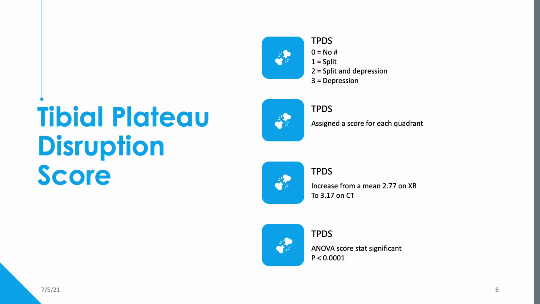A tibial plateau disruption score was derived for each quadrant, with 0 being no fracture, 1 being a split, 2 a split depression, and 3 a depression. As predicted, a CT scan picked up a higher grade of injury, with a mean of 2.77 on X-ray to 3.17 on CT scan, and this was statistically significant looking at the ANOVA score.